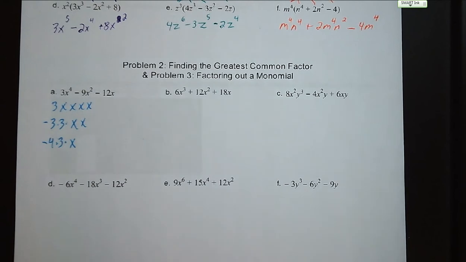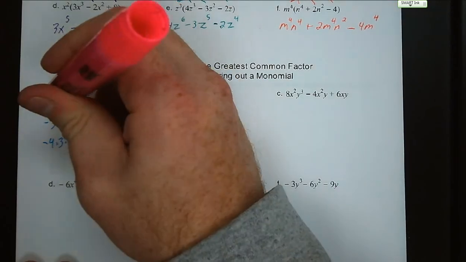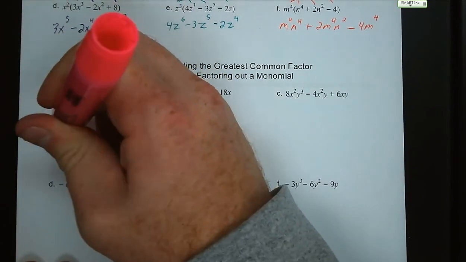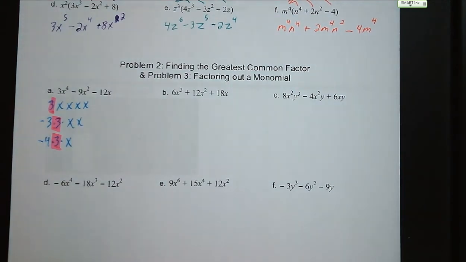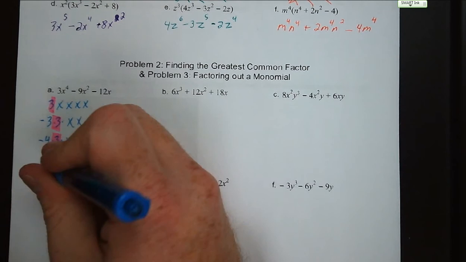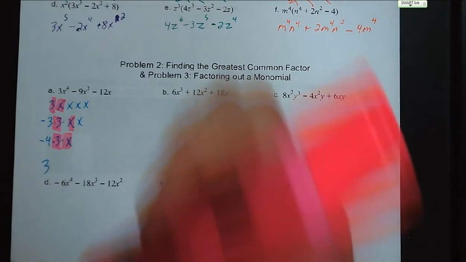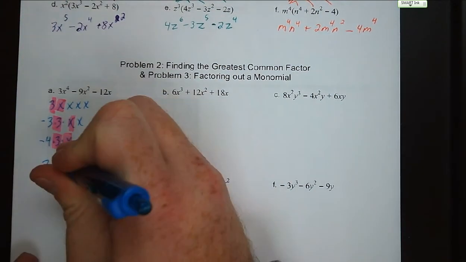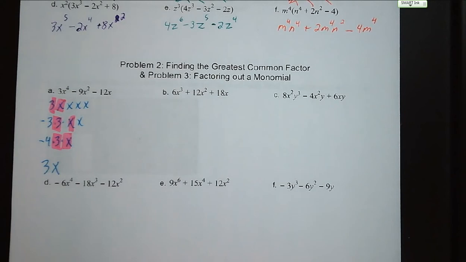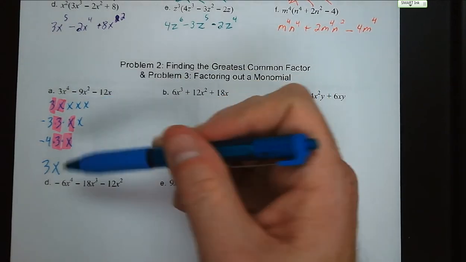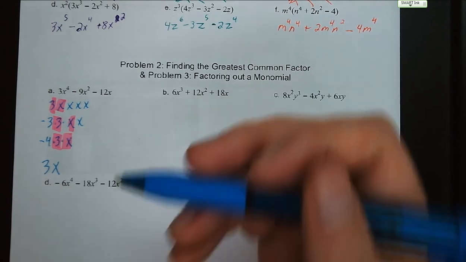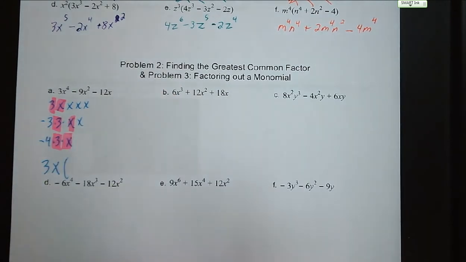Now, what I want to do is look and see what I have that is overlapping and common in all three of my terms. Well, I have a 3 here, a 3 here, and a 3 here. That's one common factor. So I'm going to write that down below here. And I have 1x in all three of them. So I'm going to write that x. Those are my two common factors. Is there anything else that appears in all three lines? No, there's not. So now we put parentheses, and now we have to just combine back what was left.